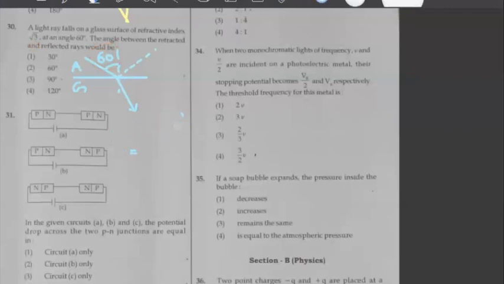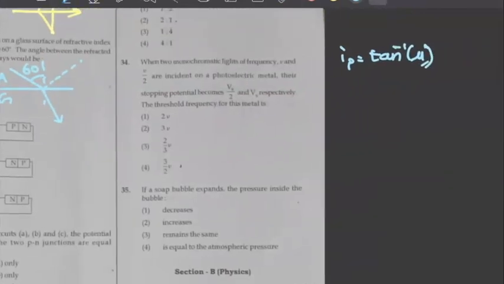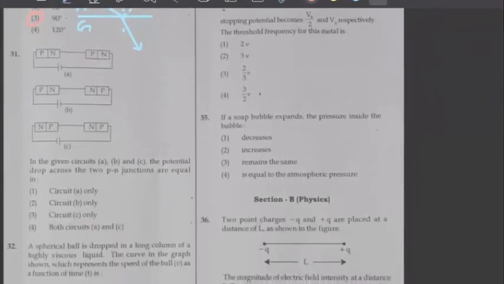Let me write it here. IP is going to be tan inverse of mu. What's the mu value again? √3. So IP will turn out to be tan inverse of √3, which means 60 degrees. So this is the polarizing angle, right? That means this angle is 90 degrees. Because if you sit and use Snell's law, it will waste a lot of time.